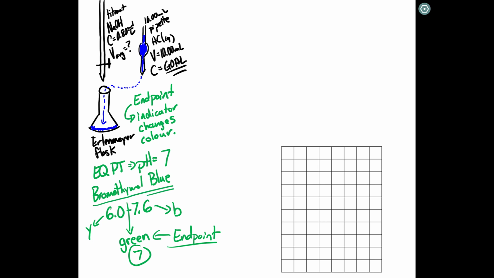To recap, the endpoint is when an indicator, which is in the sample, changes color because we have a neutralization happening. An equivalence point is mathematical. It's where the concentrations of the reactants and products are equal. You want to pick an indicator whose midpoint color change is very close to your equivalence point. Bromothymol blue has a midpoint color of green right at a pH of 7, and so quite often it will be used in order to do this titration.